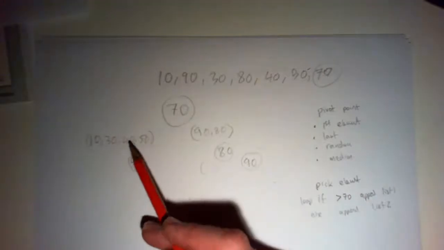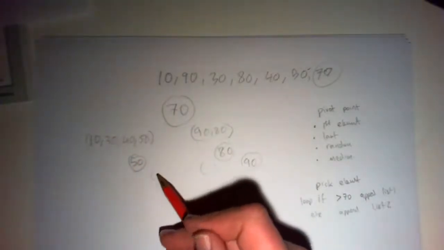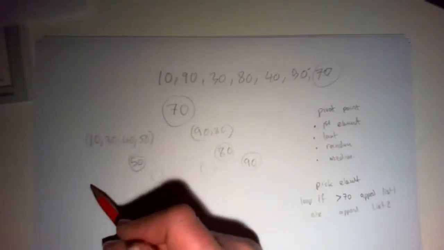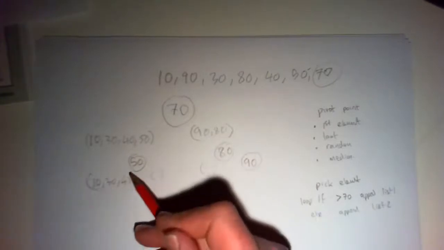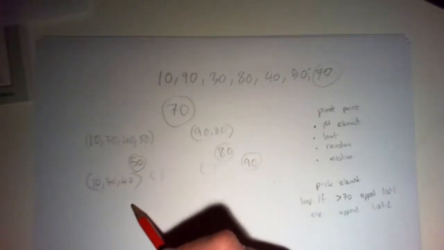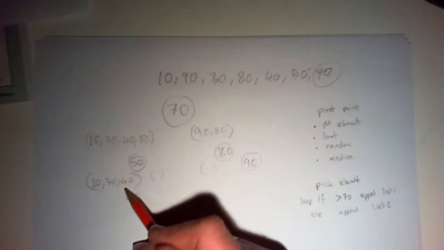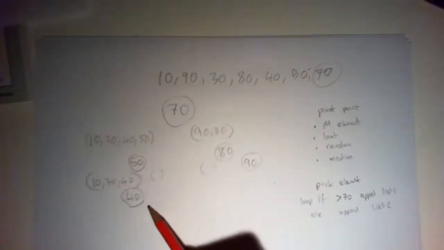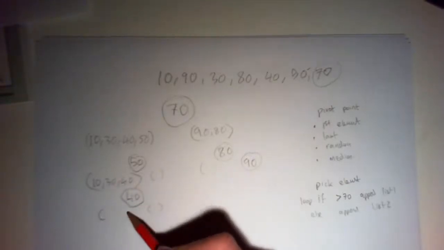Okay, so if there's anything in the list bigger than 50, that's empty. Anything less than 50, put it into another list. Okay, you see where this is going? Now we've got 40 as my pivot point. Anything greater than 40, put it into a list, it's empty. Anything less, put it into another list.